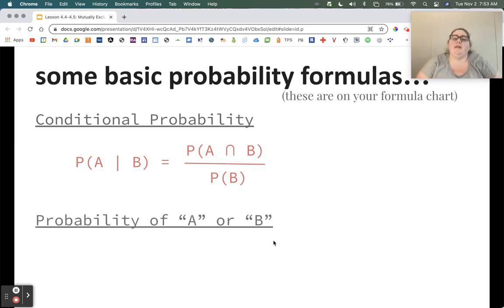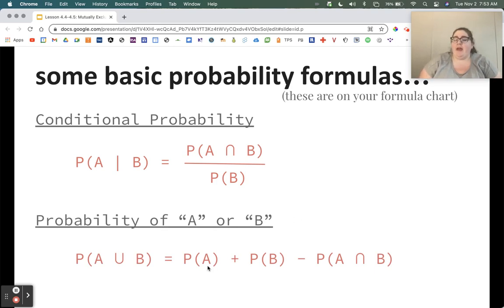The second formula that I get is the probability of A or B, that union probability. So the probability of A or B is equal to the probability of A plus the probability of B minus the probability of A and B. And we did that as well in the example we just did, where we had to subtract that intersection because we didn't want them to count twice. So this is our official formula for OR: probability of A plus probability of B minus the probability of A and B.